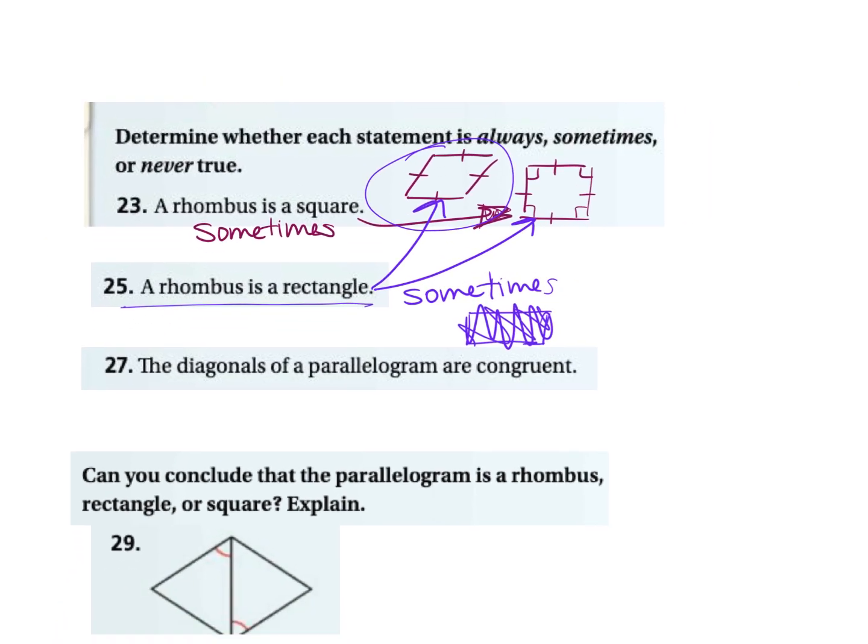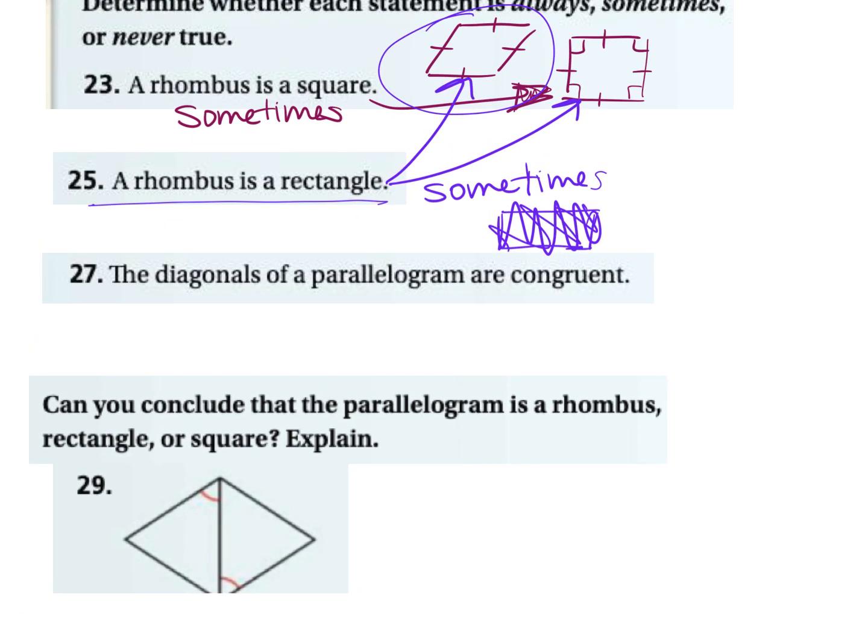Okay. The diagonals of a parallelogram are congruent. Always, sometimes, or never true? When? What times? Never true. Are there any diagonals?